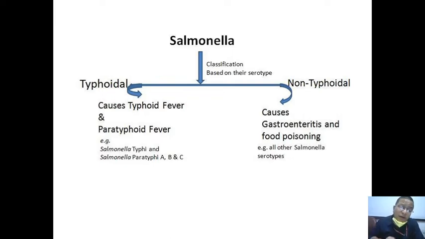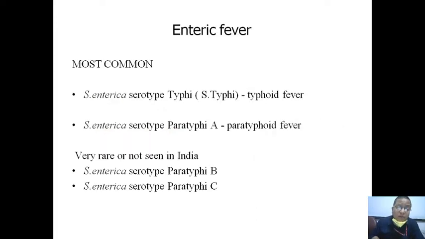With this understanding, Salmonella is a gram-negative organism belonging to the Enterobacteriaceae family. As you all understand, the Enterobacteriaceae family is a heterogeneous group of organisms that shares certain common phenotypic as well as genotypic characteristics. The major etiological agent of enteric fever or typhoid fever is Salmonella enterica serotype typhi.